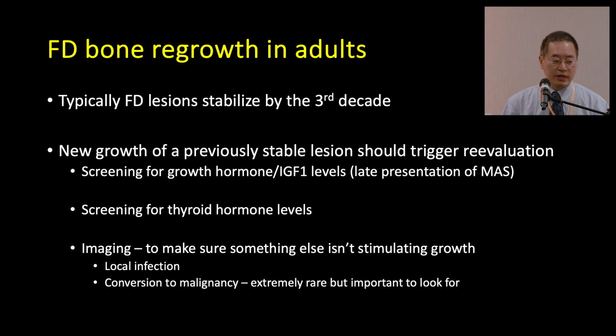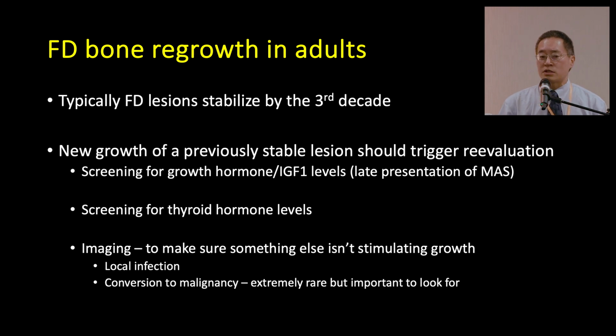about hormone reevaluation. So the main one, as Dr. Collins has mentioned, is the screening for the growth hormone and the IGF-1 levels, because sometimes this can be, for some reason, a little bit later presentation of McCune-Albright. We also recommend things like screening for the thyroid hormone levels and just imaging, just to make sure that there isn't something else that is causing or stimulating the fibrous dysplasia lesion growth.